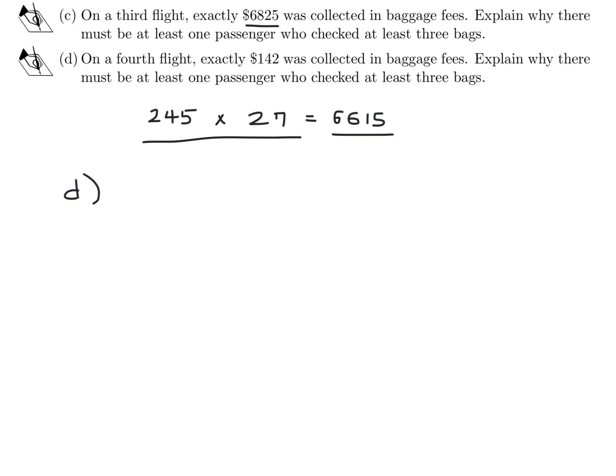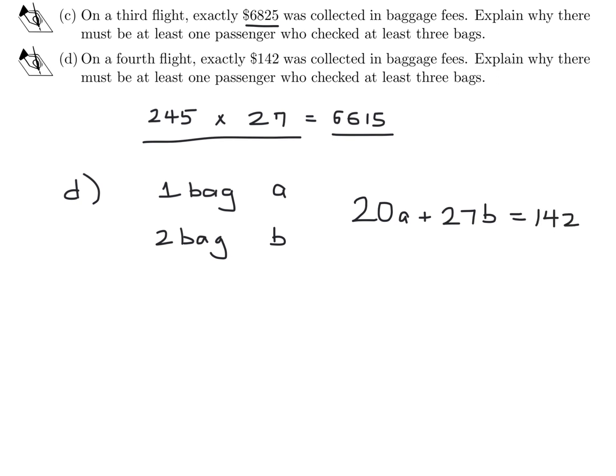D. On the 4th flight, exactly $142 was collected in baggage fees. Explain why there must be at least one passenger who checked in at least 3 bags. All right. So the 1 bag people I will represent as A, and the 2 bag checkers I will represent as B. So therefore our equation, let's see if I can do it right this time, $20 times A plus $27 times B, and that is equal to this 142 that they are giving me. Okay, so now let's isolate this equation for A, and when you do, you get 142 minus 27B over 20.